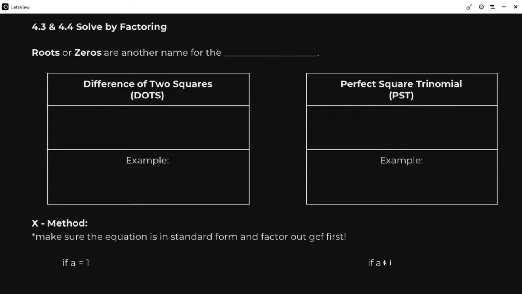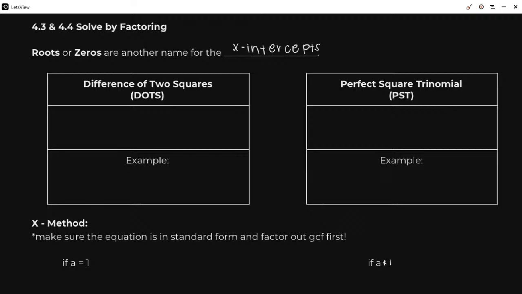So today I'll be going over 4.3 and 4.5, which is solved by factoring. First, some vocab. Roots and zeros are just another name for the x-intercepts. So when it asks you to solve for the roots, or find the roots or find the zeros, that just means find the x-intercepts.